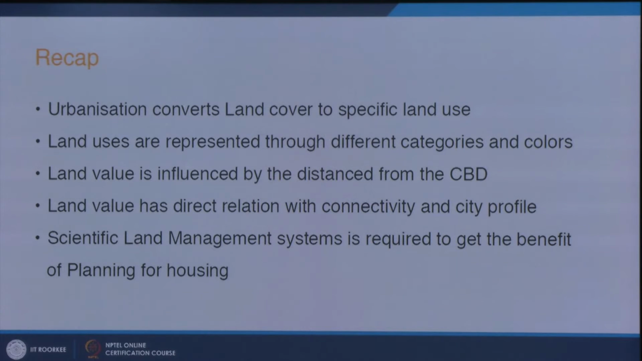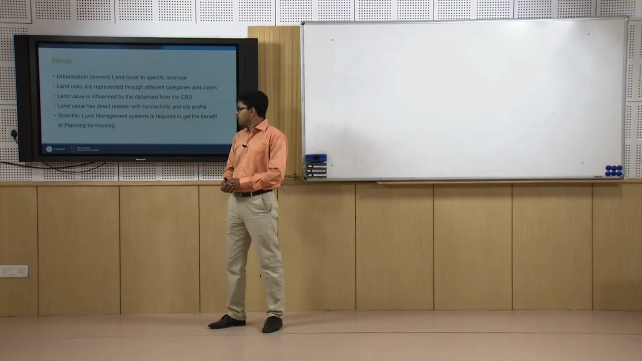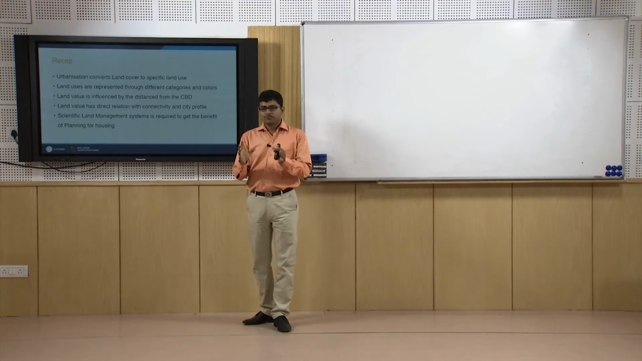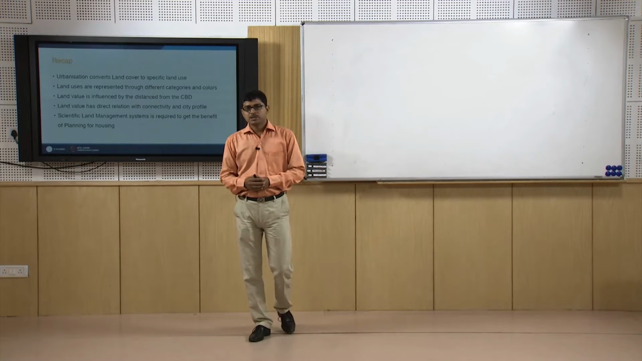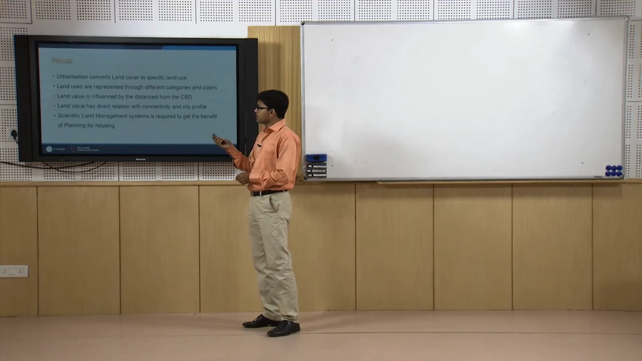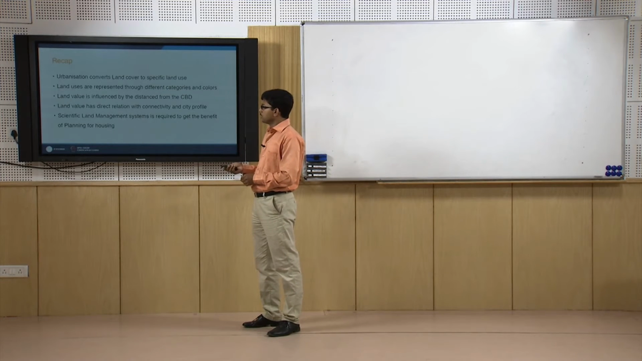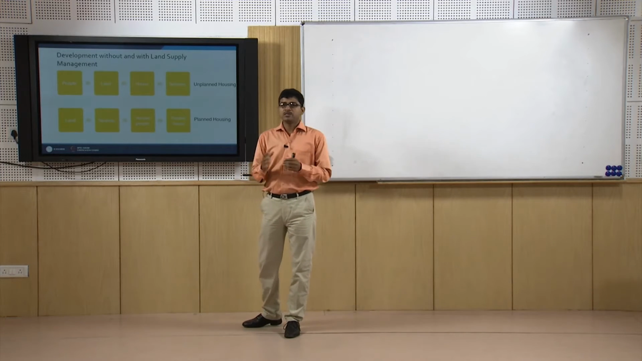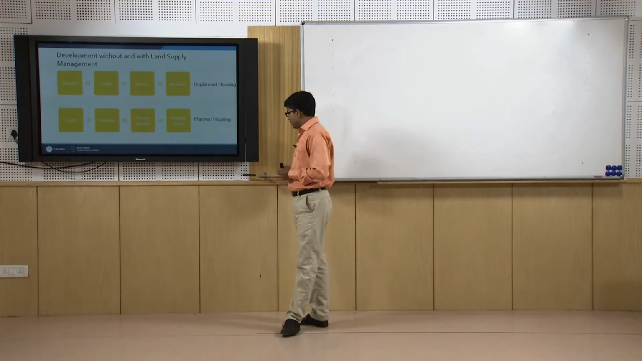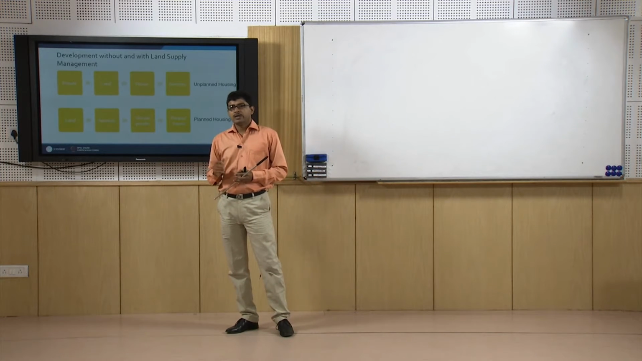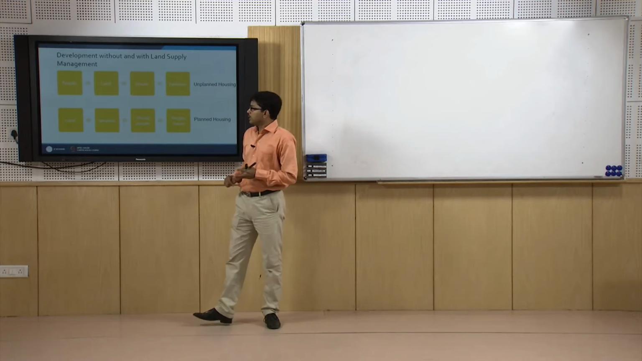And we also discussed the need for scientific land management methods, which are required to create good housing areas and residential areas. So today, the first thing we will discuss is what happens if we do not manage land. In a typical development, when we do not do any planning intervention, when we do not do any land management, what happens?